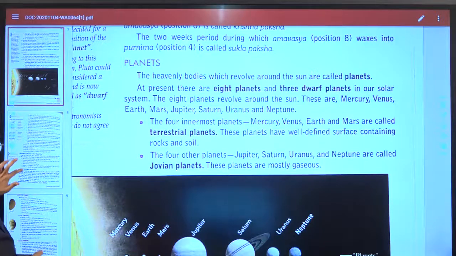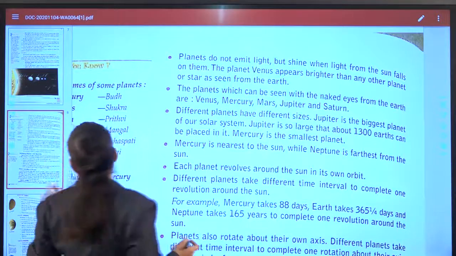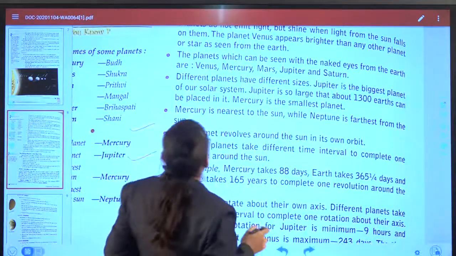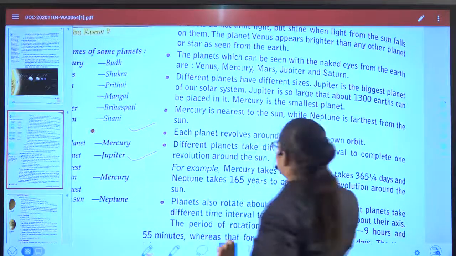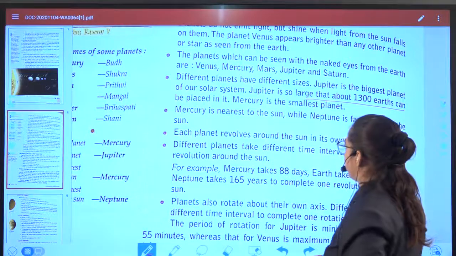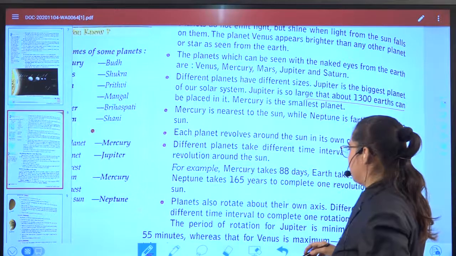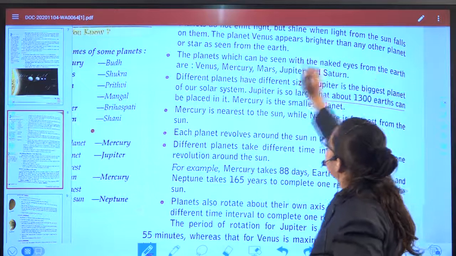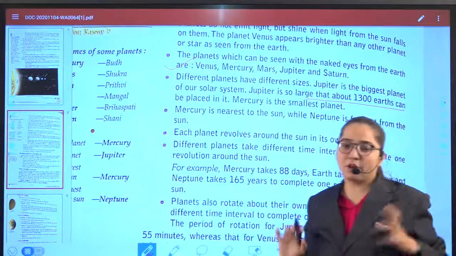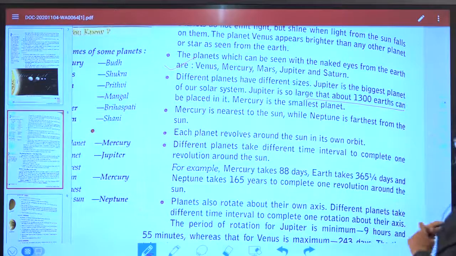Next, यहाँ पे जो चीज़ें आपको याद रखनी है, that is this. Jupiter is about 1300 Earths, and this point. Rest all, it's normal thing, you already know. इतना तो आपको learn ही करना है. This point and this point.